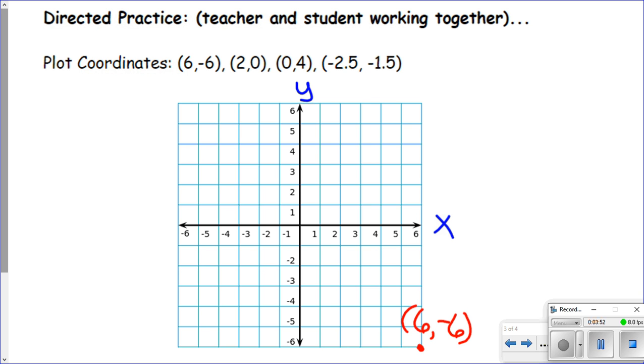(2, 0), positive x and a 0 value means it's going to lie on the x-axis, so I'm going over 2 and not moving. (0, 4) means it's going to end up on the y-axis. I move nowhere but up 4.